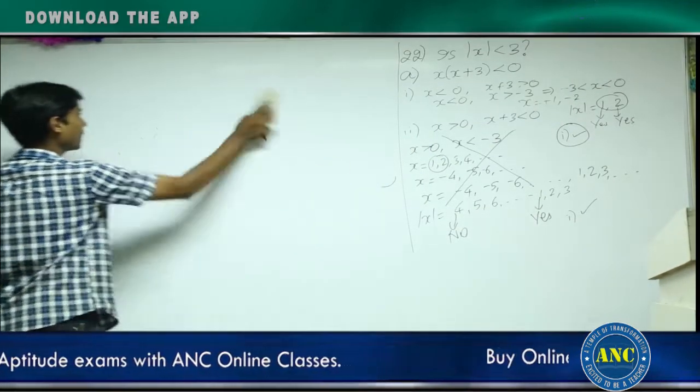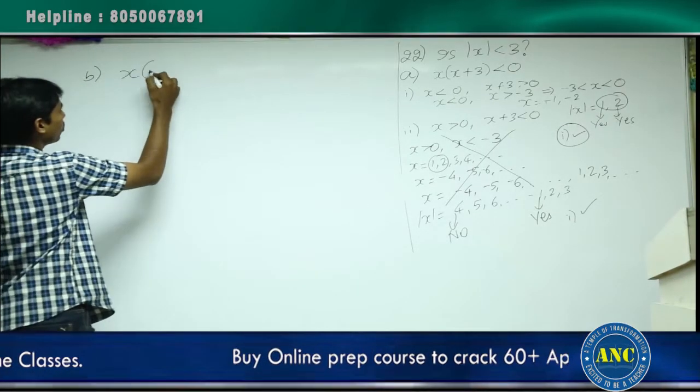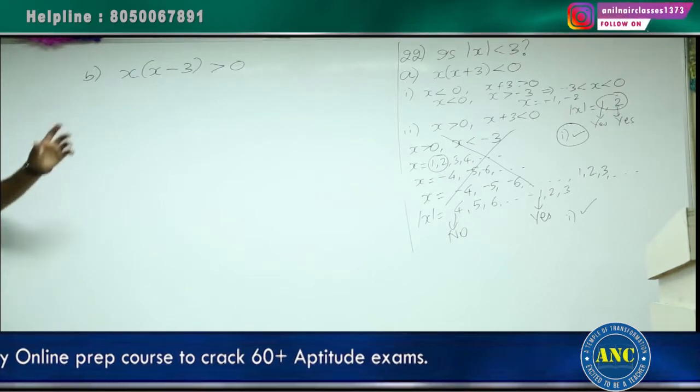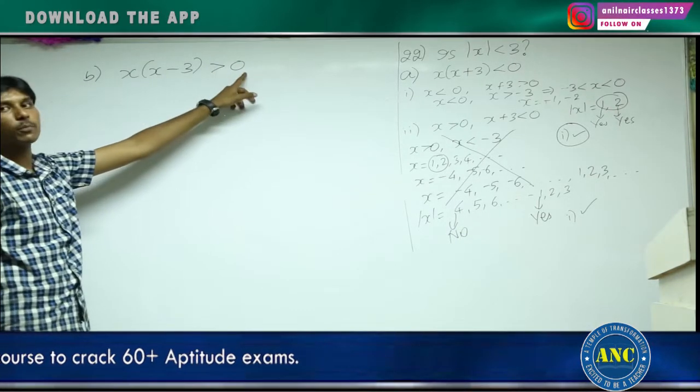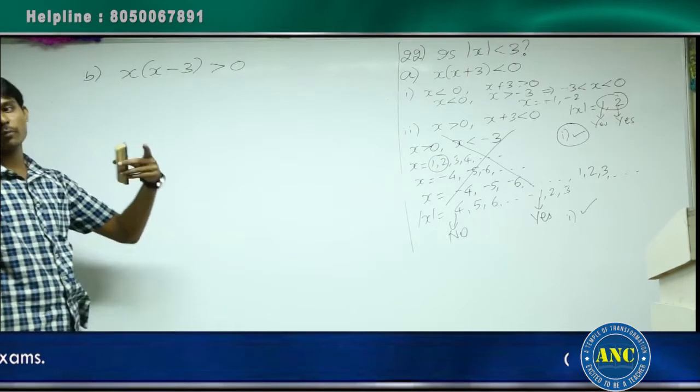Similarly, if you take statement 2 alone now, x into x minus 3 is greater than 0. Again, listen to this. The product of two numbers should be positive. When will it be positive? It will be positive when both of them are positive or both of them are negative.